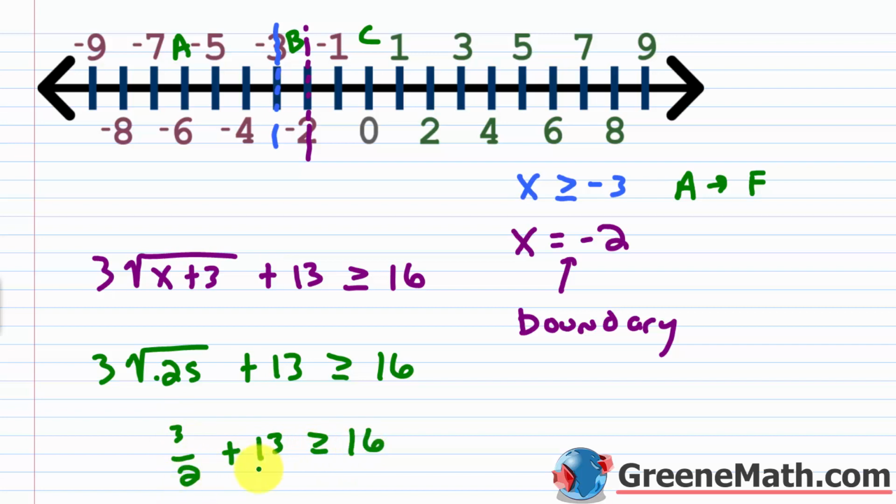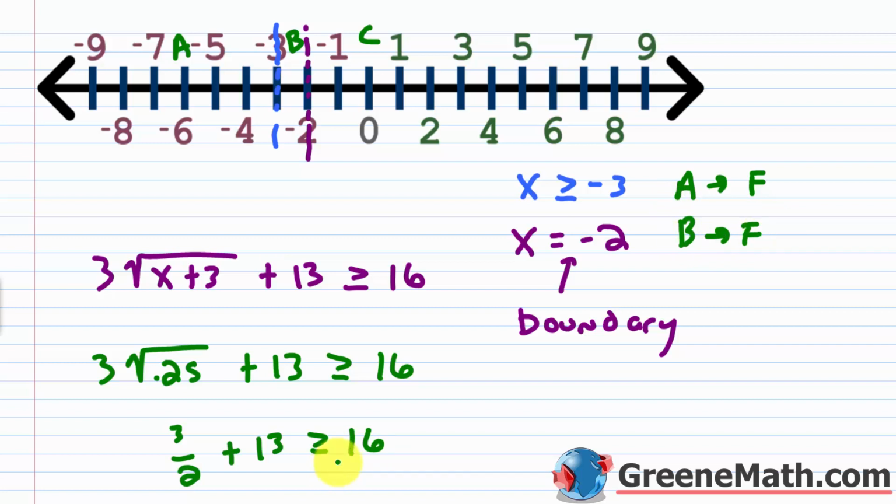Without going through and getting a common denominator and all that stuff, you can see that's not going to work, right? This is basically going to be 13 plus 1.5, which is 14.5. That's not greater than 16, and that's not equal to 16. So things in interval B are not going to work. We'll put this as false also.